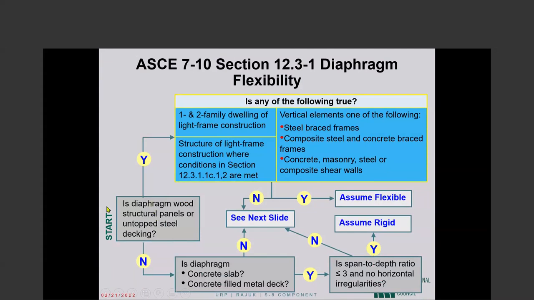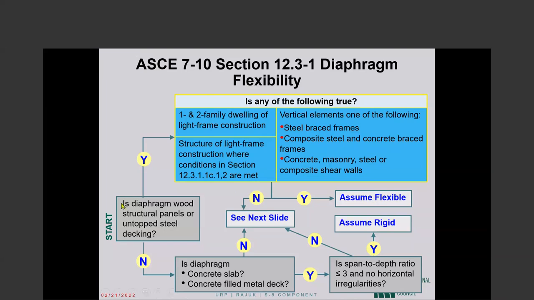Thirdly, this is a big one. If your diaphragm made of structural wood panels or untopped steel decking is supported on rigid vertical seismic force resisting systems, which should be steel brace frames, composite steel and concrete brace frames, concrete masonry steel or composite shear walls. Those are all very stiff seismic force resisting systems. If the diaphragm itself is wood panel or untopped metal deck and it is supported by very rigid seismic force resisting systems, then also you can assume your diaphragm to be flexible. If none of those conditions is satisfied, then we will go to the calculation approach. The prescriptive approach doesn't give us an answer.